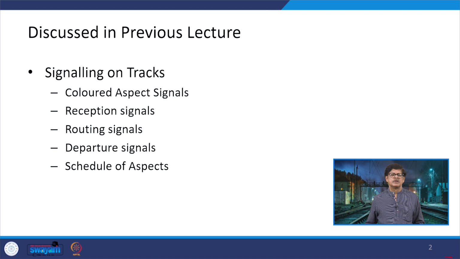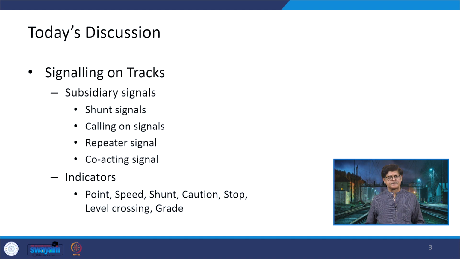So, there were outer signals, home signals, starter signals, advanced starter signals, all of these things have been already taken up. And then after that we looked at the schedule of the aspects, wherein the combination of the distant signals, the inner distant signals, the outer signals, home signals, starter signals, advanced starter signals, and setting the things for the main line and the loop lines, they were discussed.